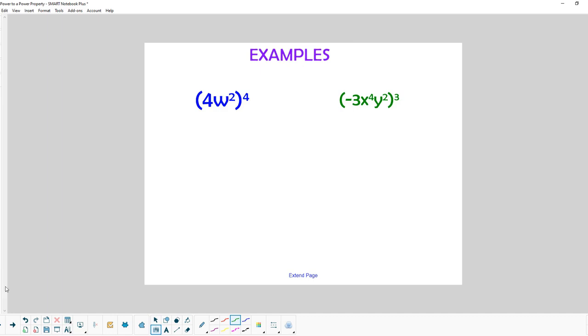All right, so let's try this one. So this one, you got an exponent of 1 on the 4. So 4 times 1 would be 4 to the 4th. And 4 times 2 would be 8, so w to the 8th. You got an exponent of 1 on negative 3, and the other ones have an exponent of 4 and 2. So 3 times that 1 would be negative 3 to the third, w to the 12th, and y to the 6th. So that would be how you'd figure that one out.